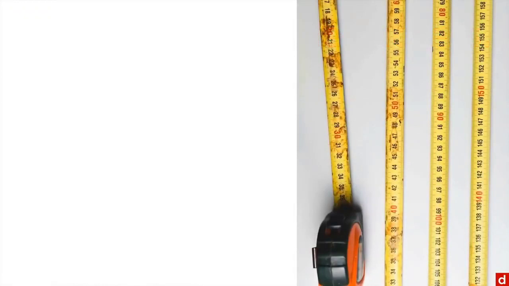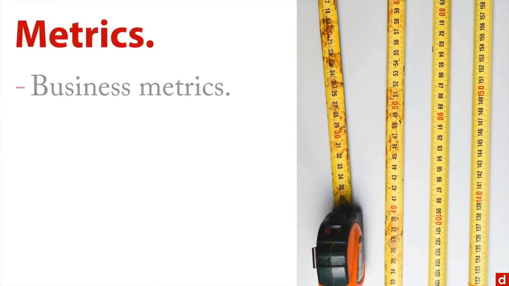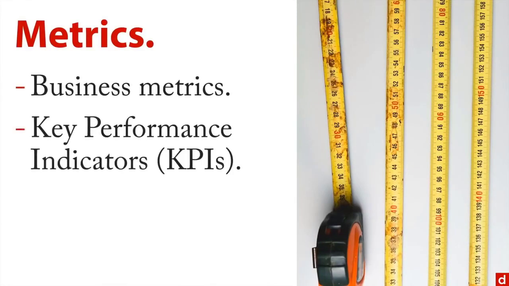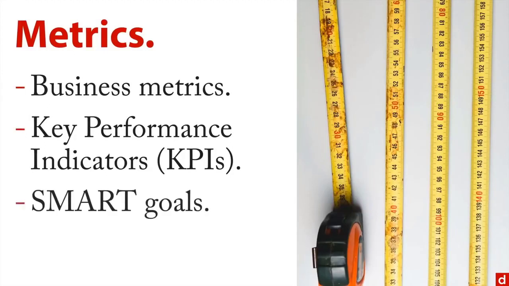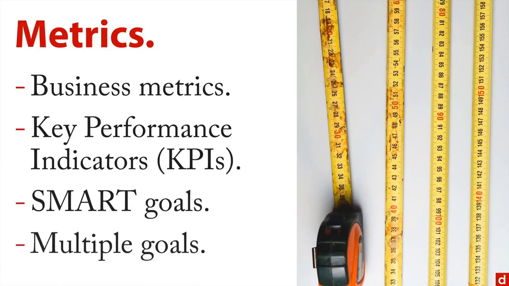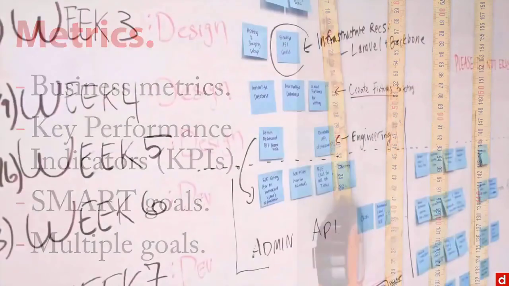Next are specific metrics or ways of measuring. Now, again, there are a few different categories here. There are business metrics. There are key performance indicators or KPIs. There are SMART goals. That's an acronym. And there's also the issue of having multiple goals. I'll talk about each of those for just a second now.